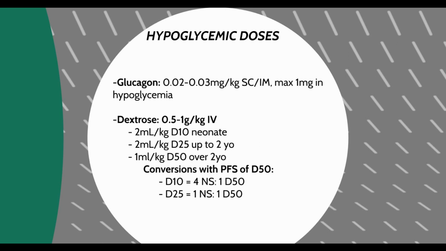So in between that gap, we want to administer D25, and we want to administer 2 milliliters per kilogram of D25 to that patient. Now, if the patient is over 2 years old, you administer the same dose that you would to an adult patient, which is 1 milliliter per kilogram of D50. All right. Up to, obviously, 25 grams. And you want to reassess at that point.